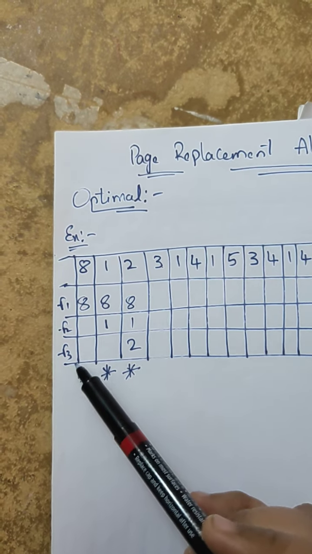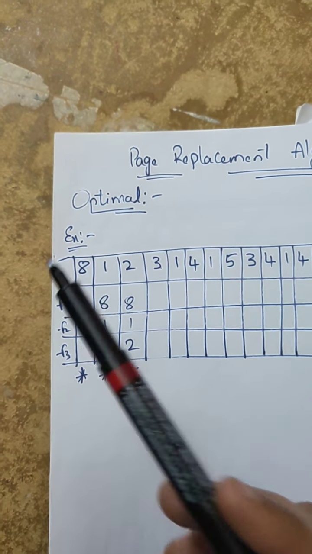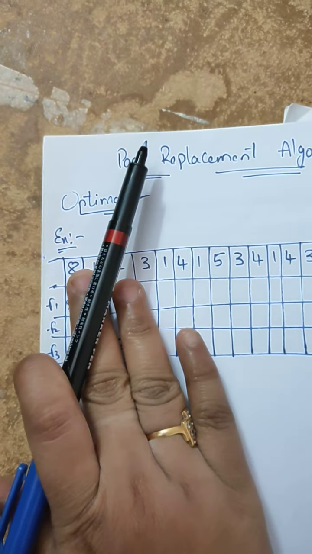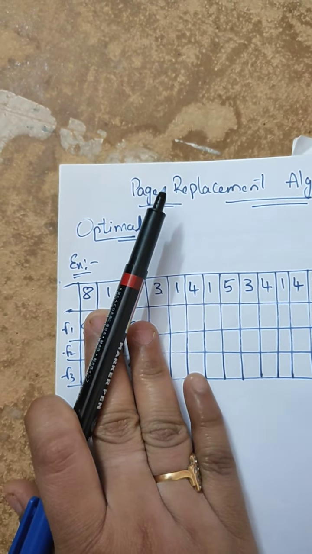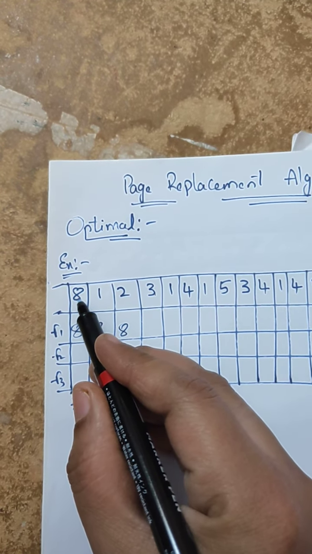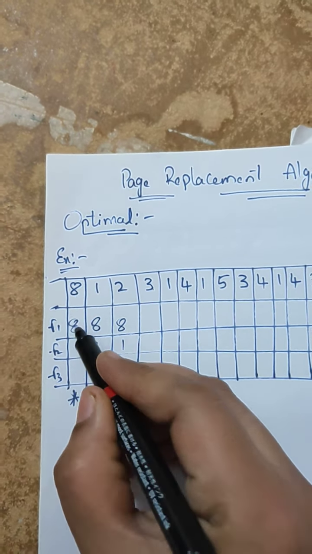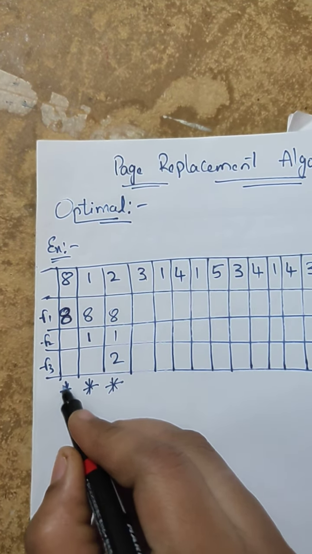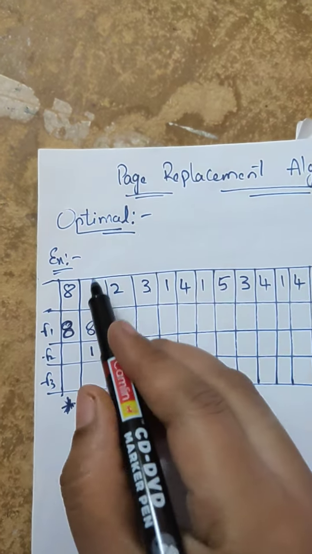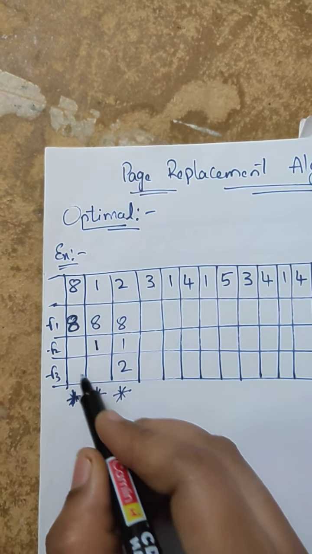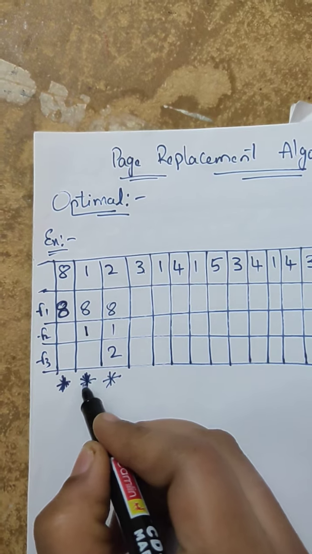Okay, so these are the frames. Whenever we start the computer, the memory space will be completely empty. Whenever the processor demands a particular page, that page will be stored in F1. Before, it did not exist; now it is stored here, and this is defined as a page fault. Similarly, when the processor demands another page, it will be stored in the next frame, and this is also a page fault.